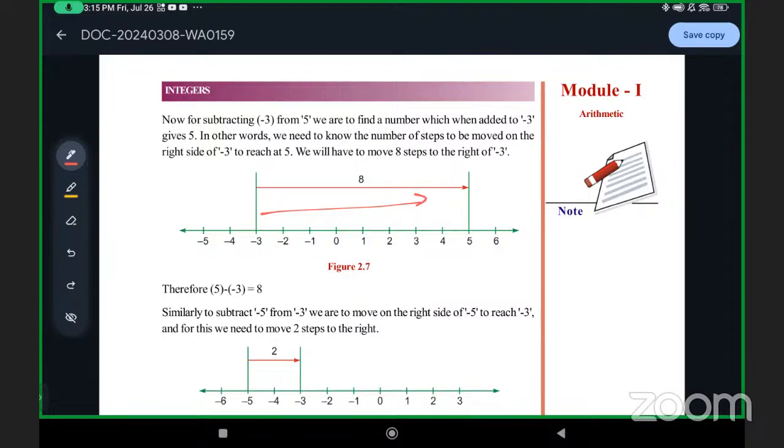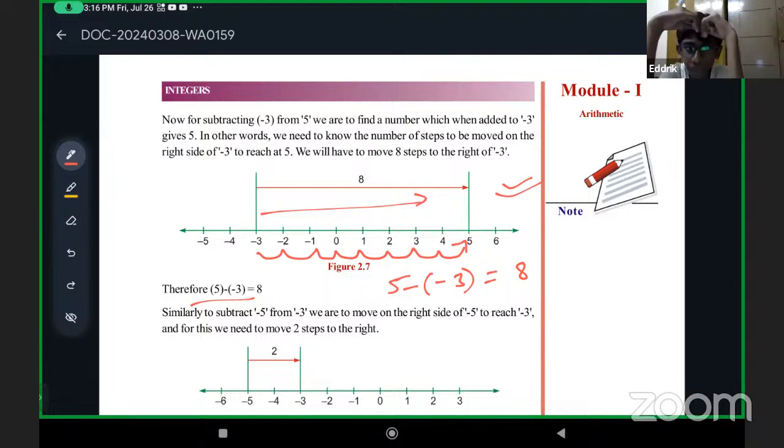So we will have to move how much? 1, 2, 3, 4, 5, 6, 7, 8. 8 steps. We'll have to move 8 steps. So we will get 8. When we do 5 minus -3, we'll get 8.